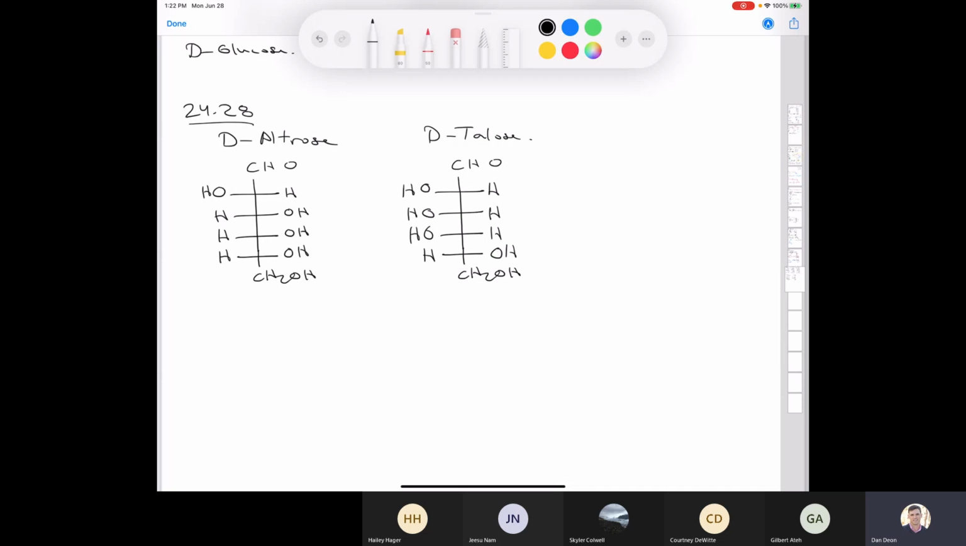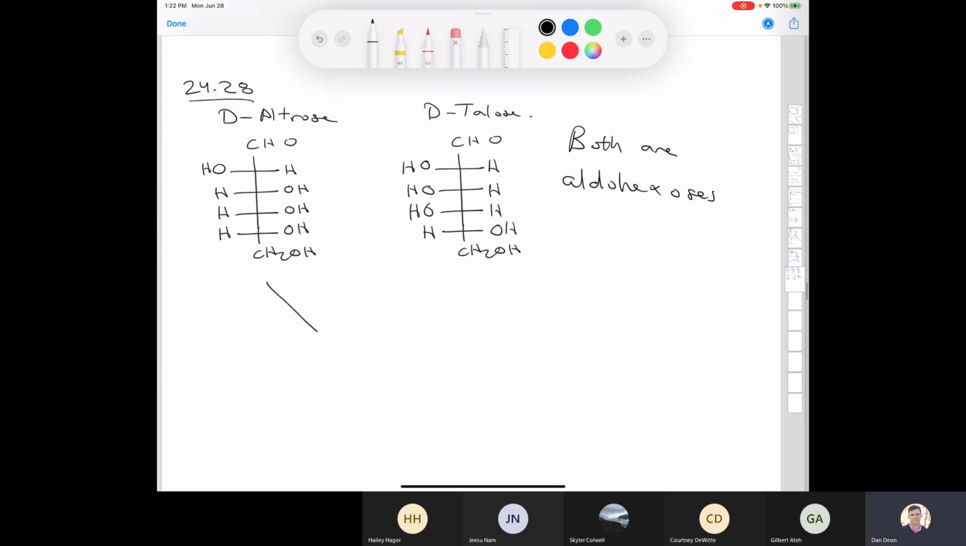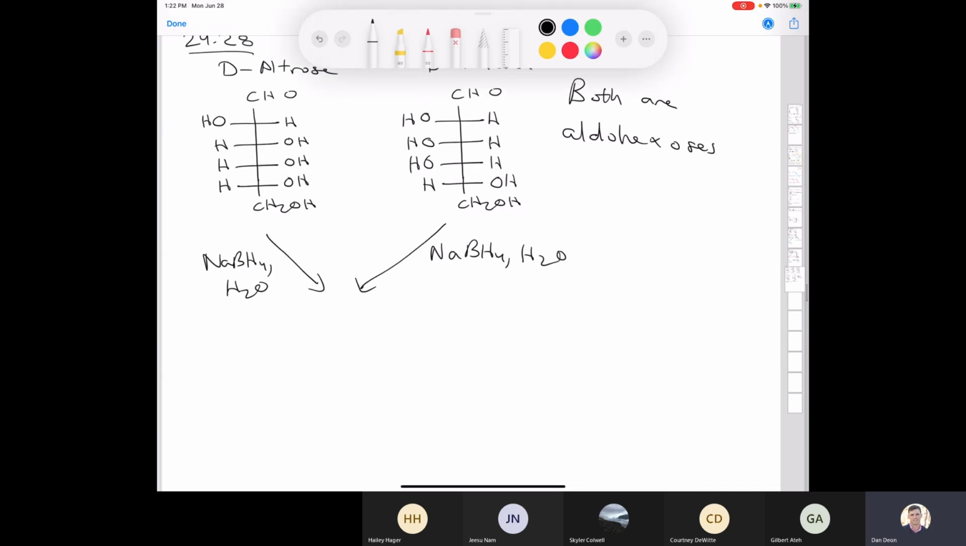Okay, so these are both aldohexoses. And then we're going to treat both of them with sodium borohydride in the presence of water. So both of them are going to be NaBH4 in water. And we end up with the same thing both times. Well, why would that be? Because what happens is we're going to reduce the carbonyl function of the aldehyde to an alcohol. So we're going to end up with an alditol.